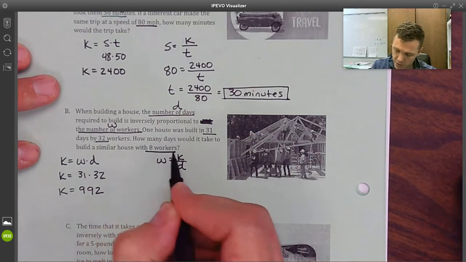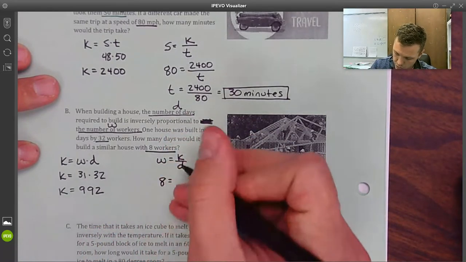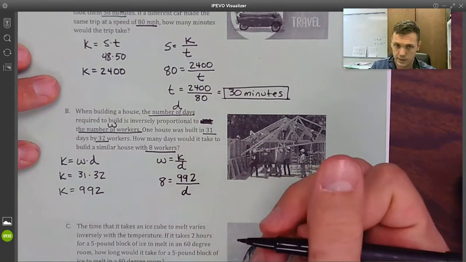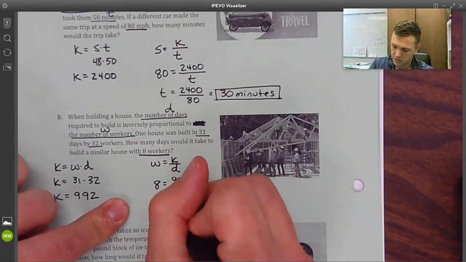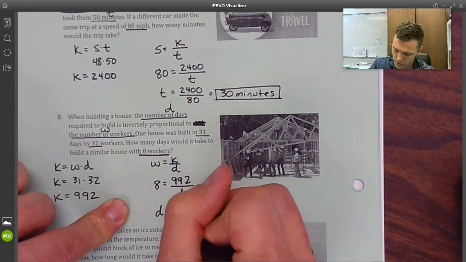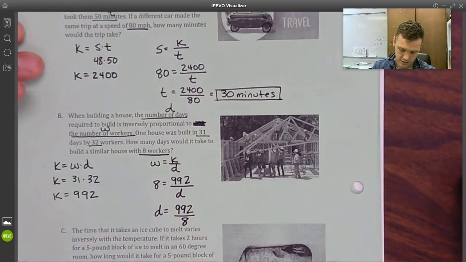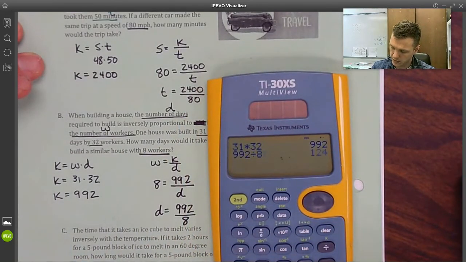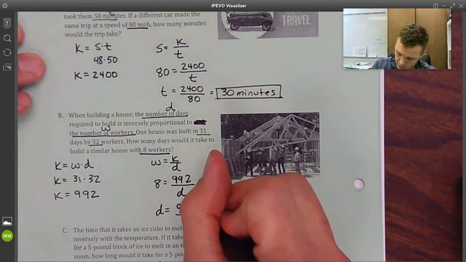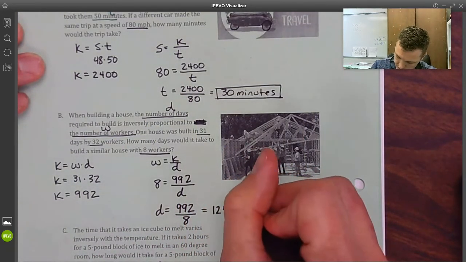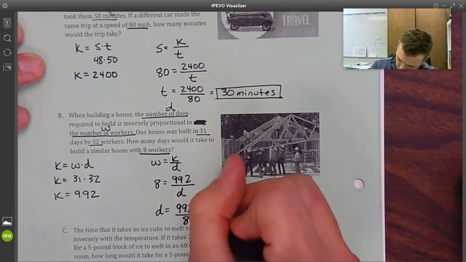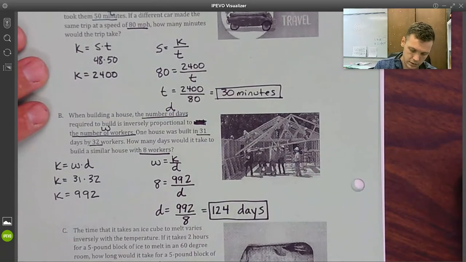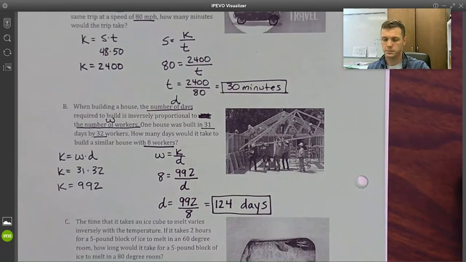So we have 8 workers. So 8 equals 992, that's the K, divided by D. So D is going to equal 992 divided by 8. It's going to take 124 days. All right, we have one more problem.